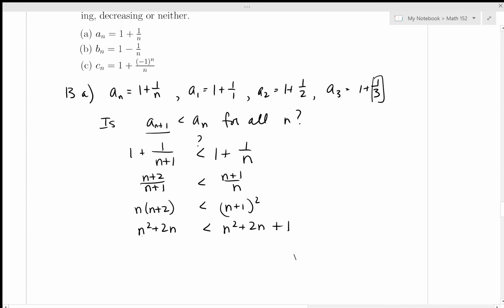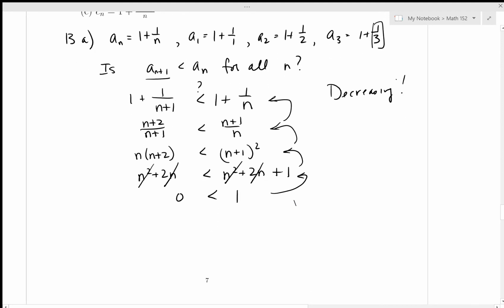Then I can subtract n squared from both sides, subtract 2n from both sides, and ask, is 0 less than 1? Yes, 0 is less than 1. Therefore, this is true, this is true, this is true, this is true. So this is decreasing. All right, do the same thing for B.